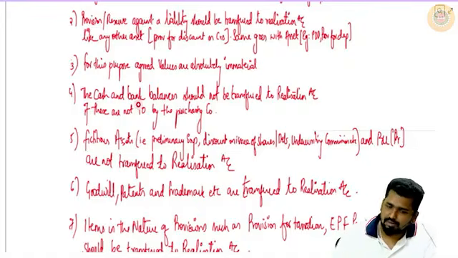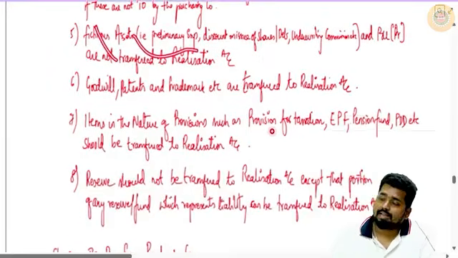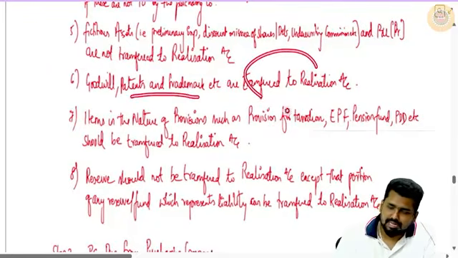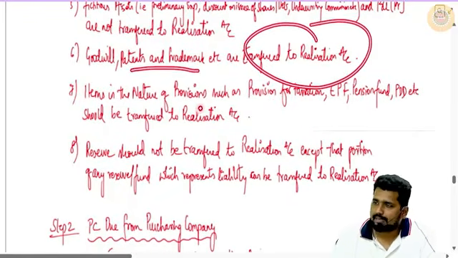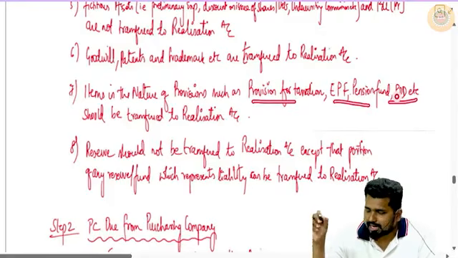Clear? If it is taken over, you have to write it, no other option. Clear? Fictitious assets should not be taken. It should be adjusted to equity shareholders. Goodwill, patents, trademark should be transferred to realization account. Clear? And any provision for taxation should be transferred to realization because they are liability.